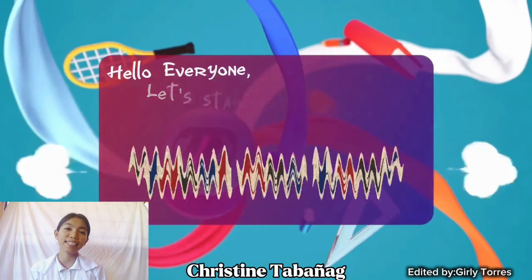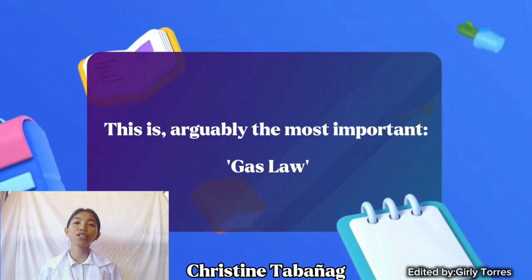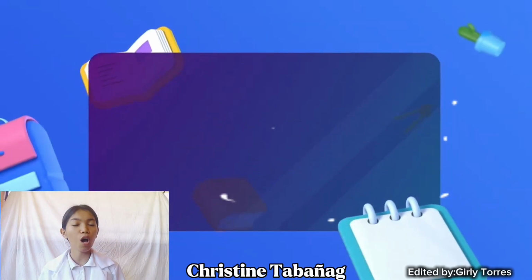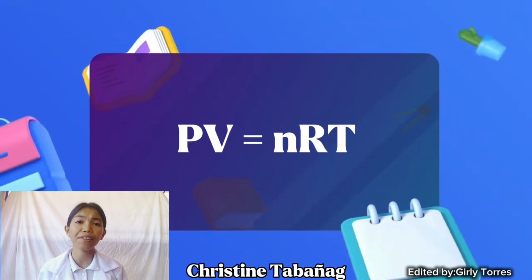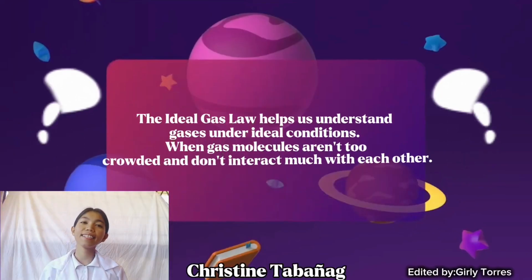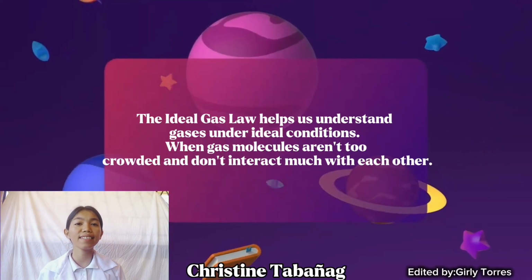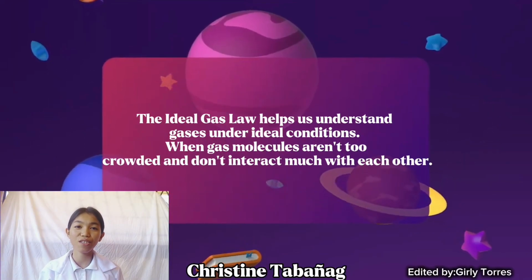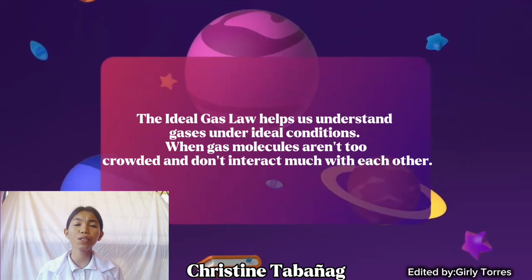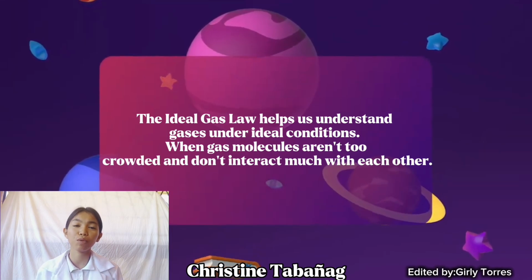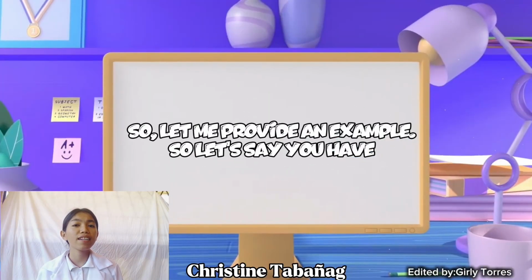Let's start with the ideal gas law. This is arguably the most important gas law, which is PV equals nRT. The ideal gas law helps us understand gases under ideal conditions, when gas molecules aren't too crowded and don't interact much with each other. So let me provide an example.